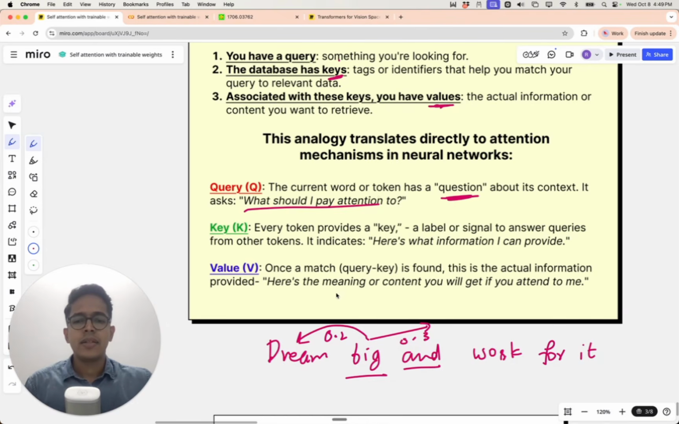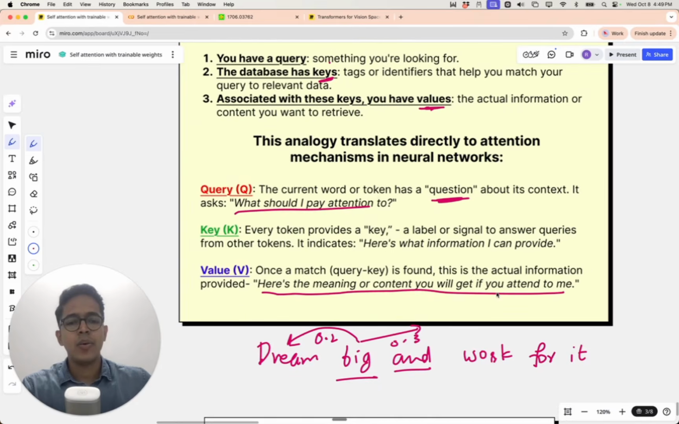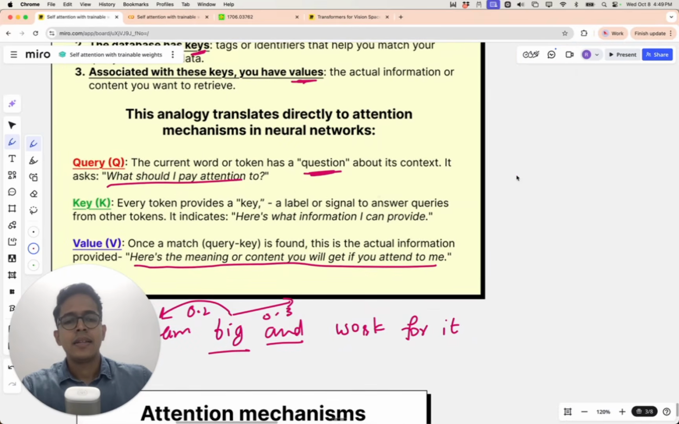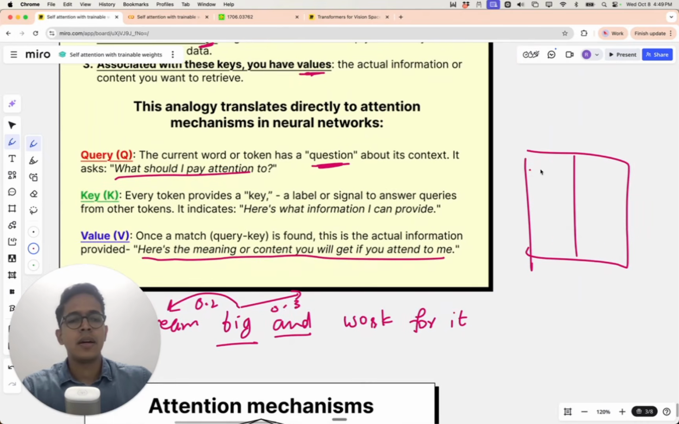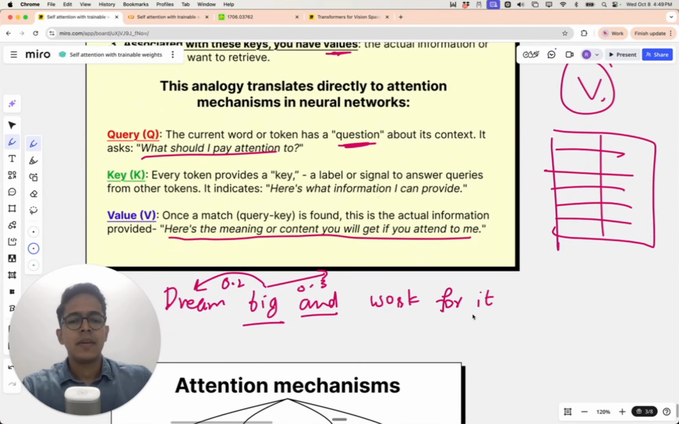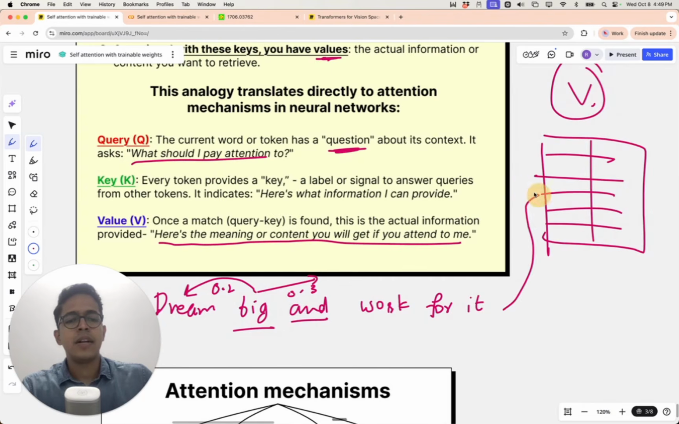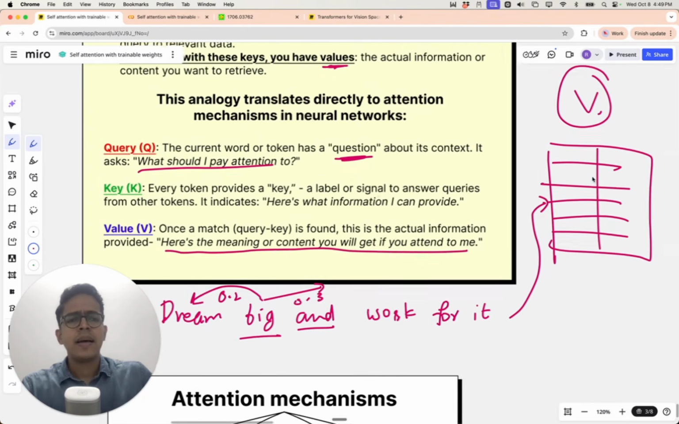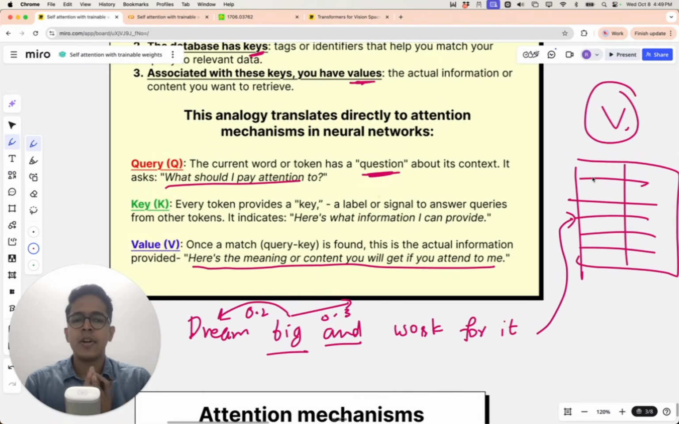And then value is, here is the meaning of the content you will get if you attend to me. So basically, value is in a new transform space. If you have 6 tokens in a 2-dimensional space, you now have a value space in which each of the input embeddings is converted into this value space. So value space basically embeds the actual information that is there in your input sequence. And then that value space can be used to construct the final context vector.